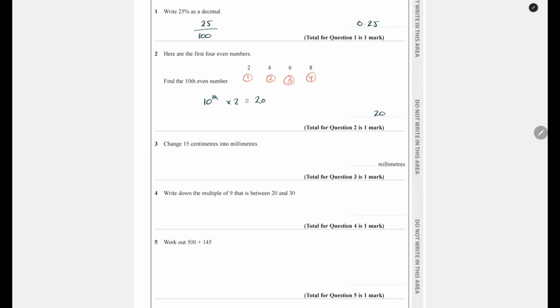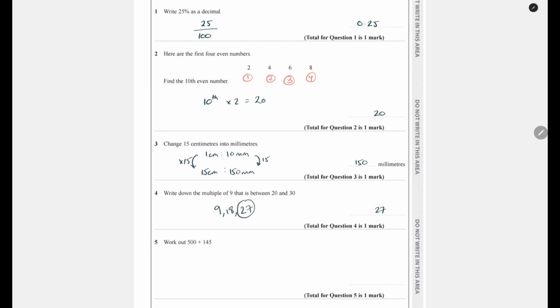Question 3 says, change 15 centimeters into millimeters. So we know that 1 centimeter is 10 millimeters. And so to get to 15 centimeters, we're multiplying both sides by 15. And so 10 multiplied by 15 is 150. So 15 centimeters is 150 millimeters. Question 4 says, write down the multiple of 9 that is between 20 and 30. Well, that will be 27, as it's 9, 18, 27.